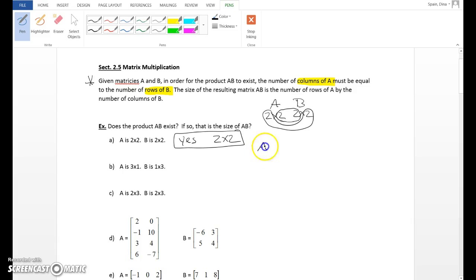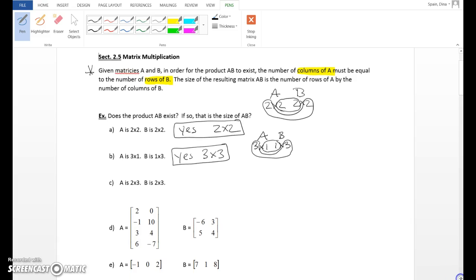Okay, let's write it over here. A is a 3 by 1 and B is a 1 by 3. If you write them side by side like that, you check those two middle numbers. If they match, yes, the product exists, and the size of that product is going to be those other two numbers, 3 by 3. A little bit later we'll find out how to actually multiply the two together, but for now we're just seeing if you actually can multiply them.